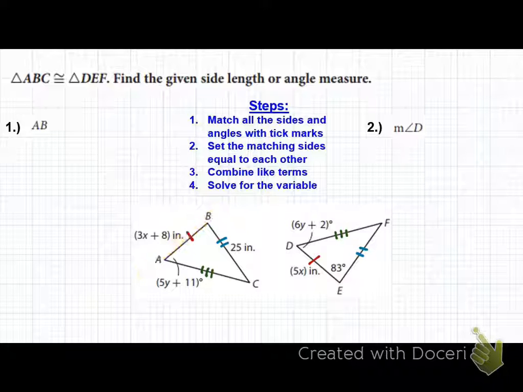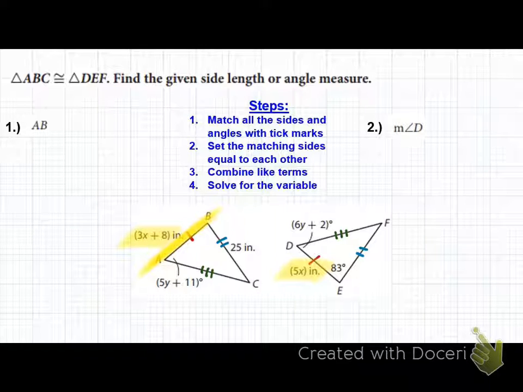Now it's asking for side AB, which is right here, right? So it gives us a length. What is the length of AB? Well, it is 3x plus 8 inches. Well, that doesn't even tell us anything. But I'm going to go look at the corresponding side. You see on the other side we have side DE. That's the corresponding side. And it's telling me side DE is 5x inches, okay?